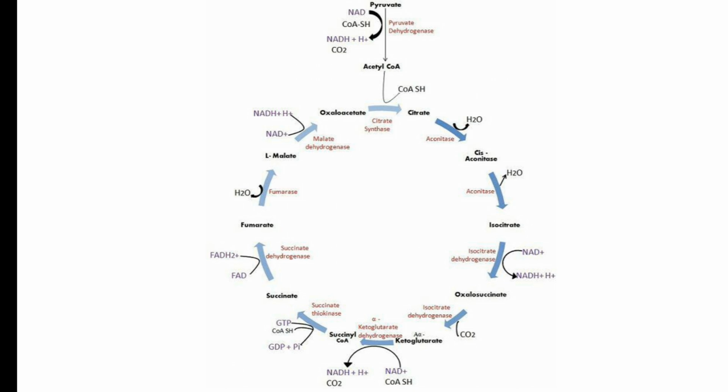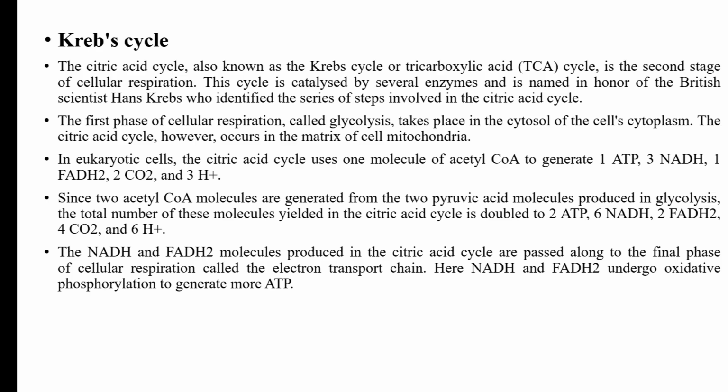The citric acid cycle, however, occurs in the matrix of cell mitochondria. The pyruvate from glycolysis becomes acetyl-CoA by the enzyme pyruvate dehydrogenase. This acetyl-CoA forms citric acid by the enzyme citrate synthetase. This citric acid is the first stable product in this cycle. Hence, this cycle is also called the citric acid cycle or tricarboxylic acid cycle, TCA cycle, which later undergoes a series of enzymatic reactions to yield ATPs.